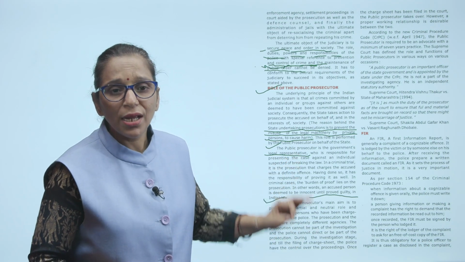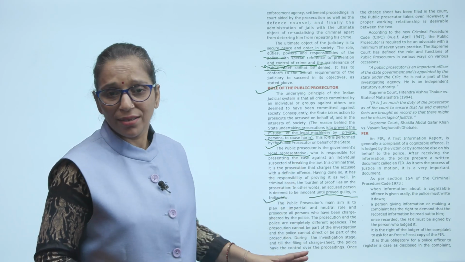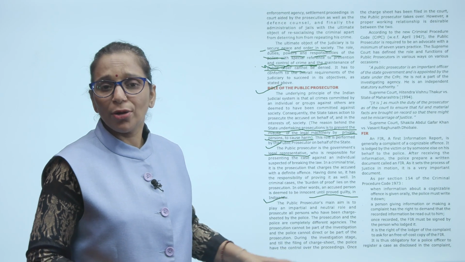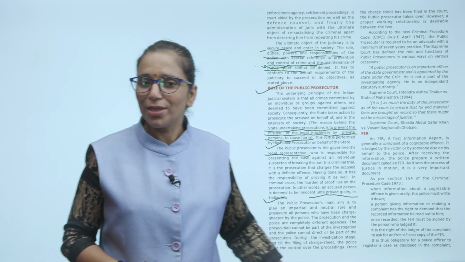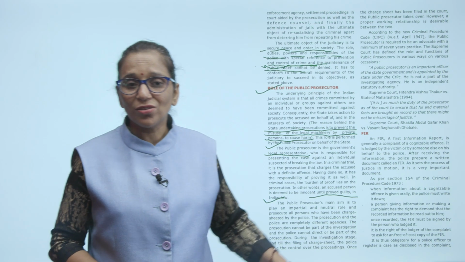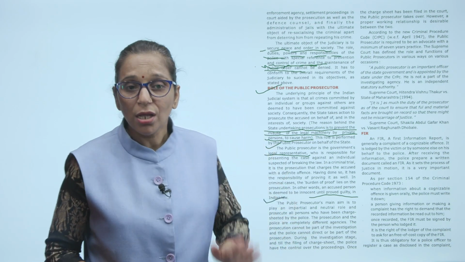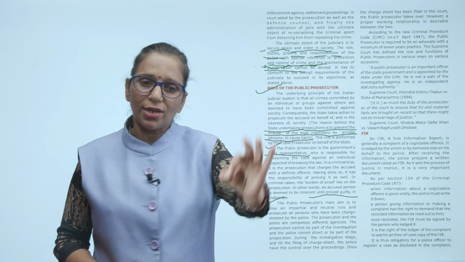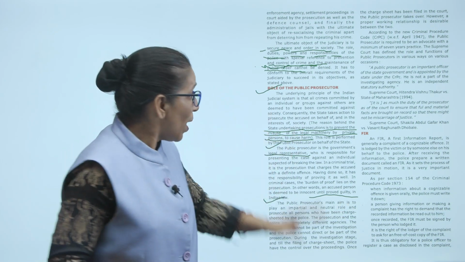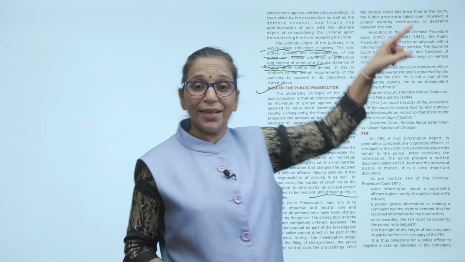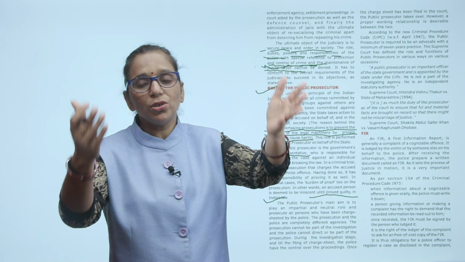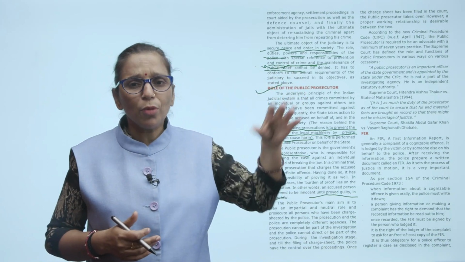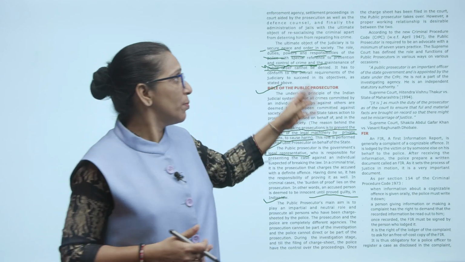The prosecution and the police are completely different as agencies. The prosecution cannot be a part of any investigation done by the police. During the investigation stage, until the filing of the charge sheet, the police have control over all the proceedings, from FIR to charge sheet. Once the charge sheet has been filed in the court, after that the police role is over. Now the public prosecutor's role will start. So he takes over all the matter. However, a proper working relationship is desirable between the two.